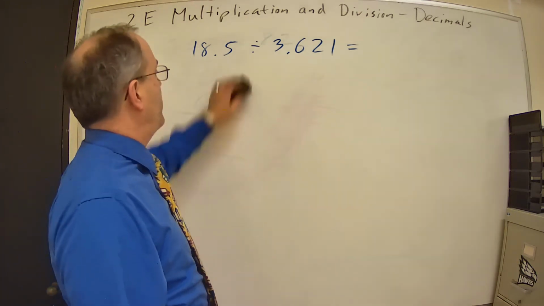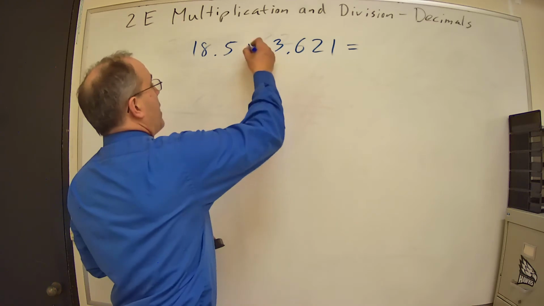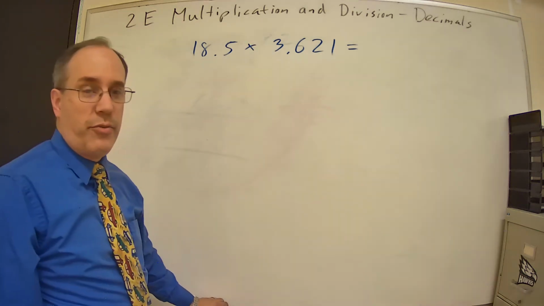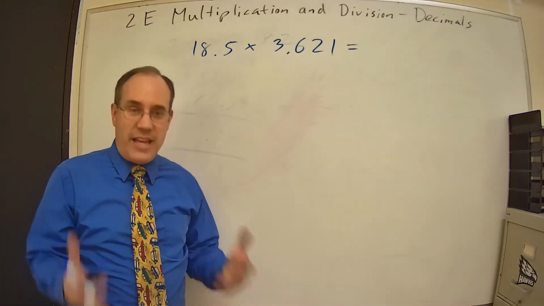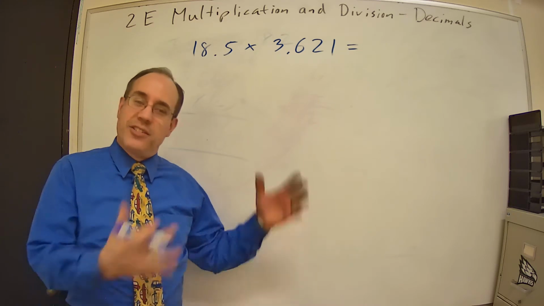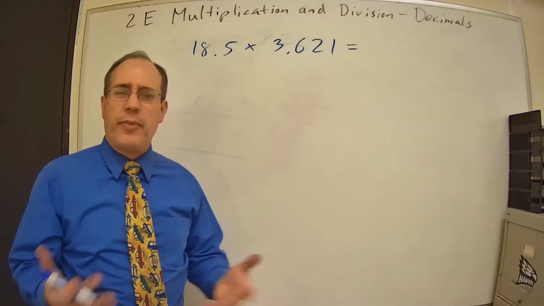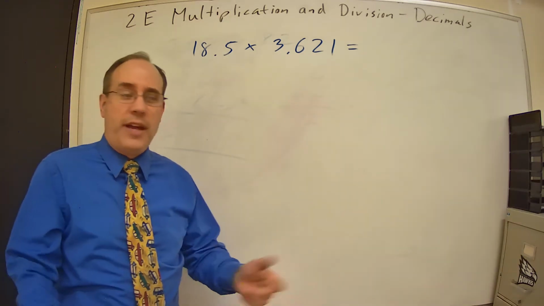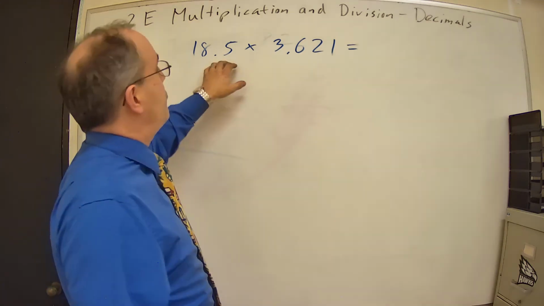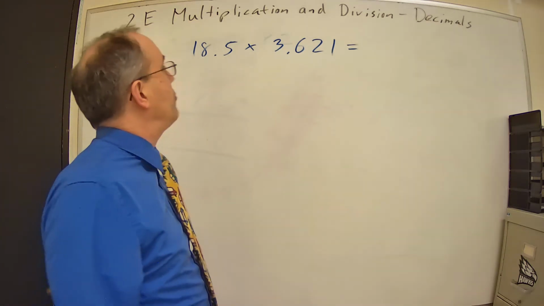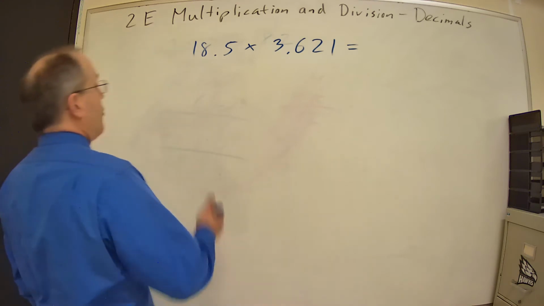We're dealing with multiplication. 18.5 times 3.621. Just goes to show, anybody can make a mistake. It's okay to make mistakes. We just want to be able to recognize them and correct them as necessary. So 18.5 times 3.621. Well, we're going to multiply.